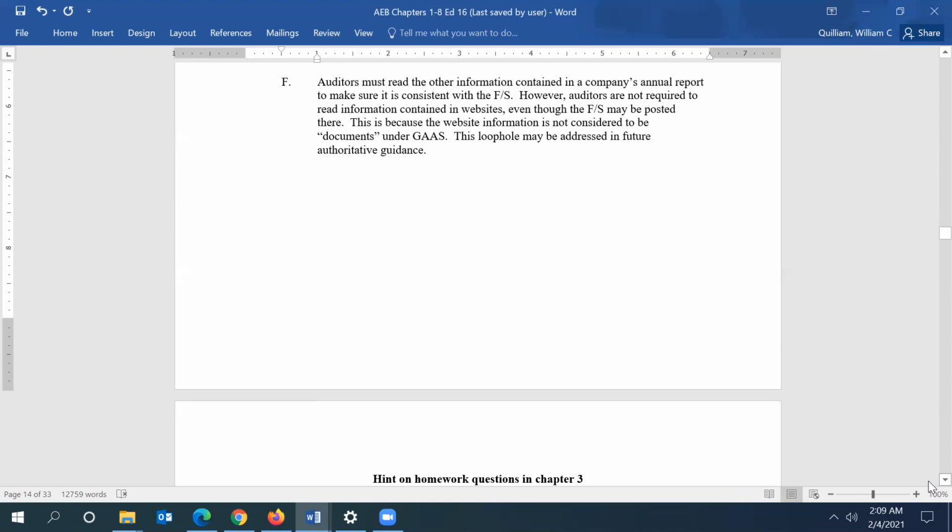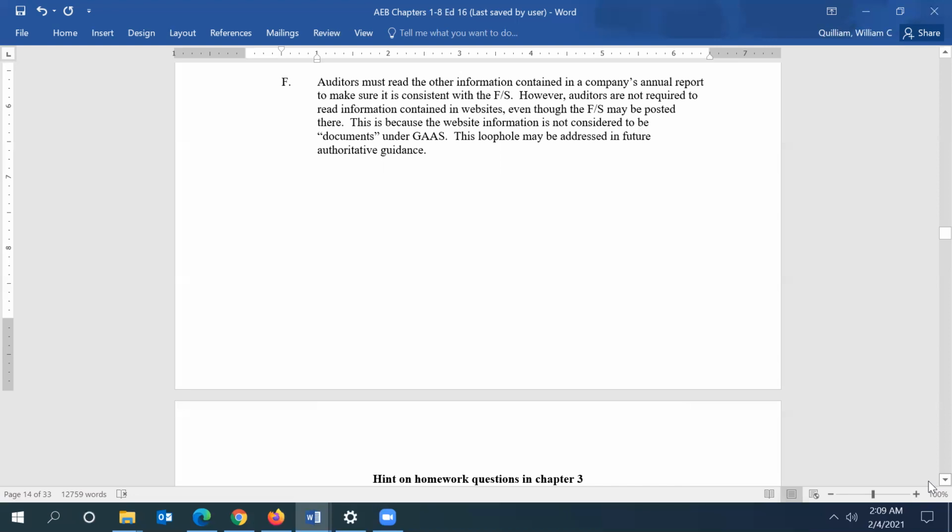Here's what auditors must do. They must read the other information contained in the company's annual report to make sure it's consistent with financial statements. However, auditors are not required to read information contained in websites, even though the financial statements may be posted there. This is because website information is not considered to be documents under GAAS, and the loophole may be addressed in future authoritative guidance.